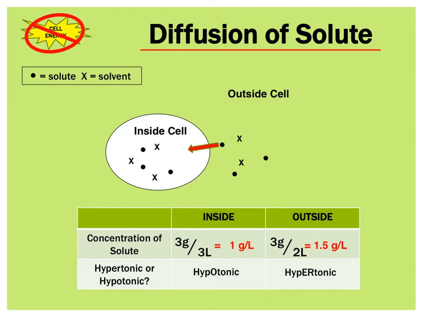If I reduce the ratio, you can see that I have on the inside the concentration of 1 gram per liter. On the outside, I have 1.5 grams per liter. Clearly, 1.5 is greater than 1, therefore outside is considered to be hypertonic, which means more solute, and inside is considered to be hypotonic. Since this is diffusion of the solute, we can then predict that the solute will move from high to low concentration, meaning it will move from outside to inside of the cell.